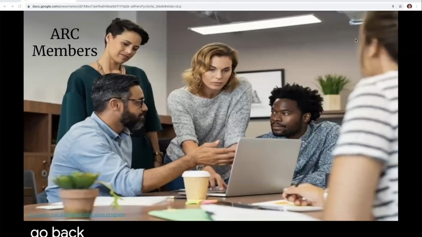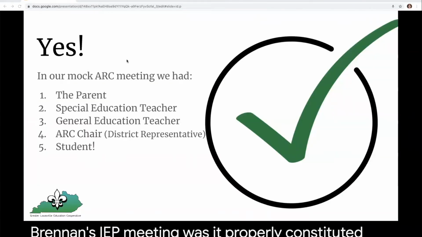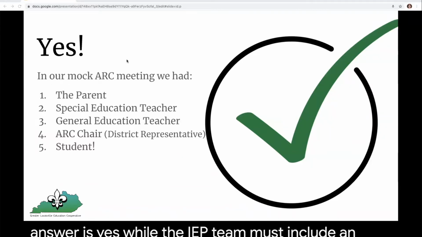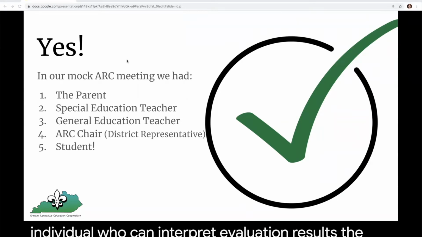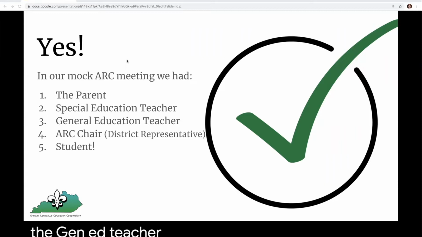Okay, so let's go back to our meaningful ARC input rubric. Look at the first question: the ARC is properly constituted. Go to number 3 on your guided notes and highlight the members of the ARC that were present during Brennan's IEP meeting. Was it properly constituted? The answer is yes. While the IEP team must include an individual who can interpret evaluation results, the district does not need to add an extra member when the gen ed teacher, special ed teacher, district representative, or other individuals with knowledge and special expertise regarding the student qualify to fill this role. Additionally, if someone cannot attend the meeting, an excusal, which is written permission from the parents, must be obtained prior to the IEP meeting.